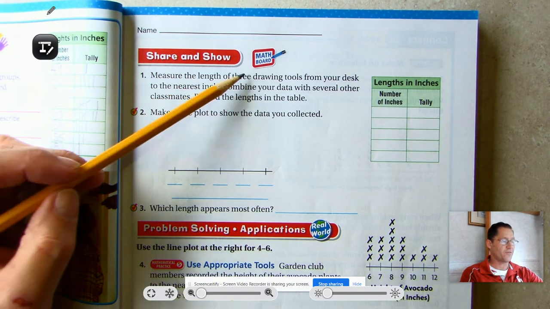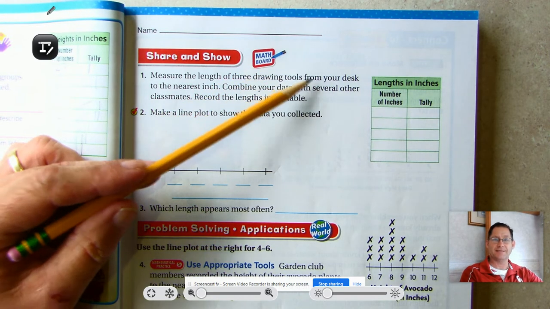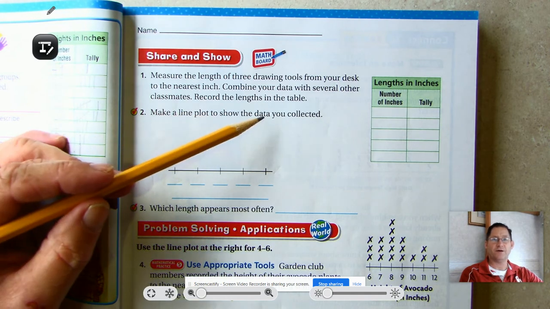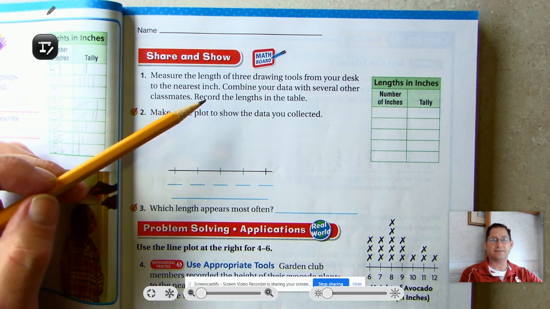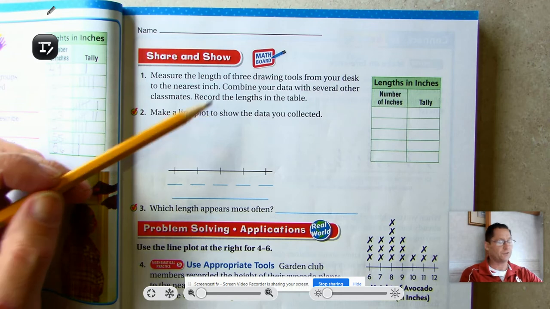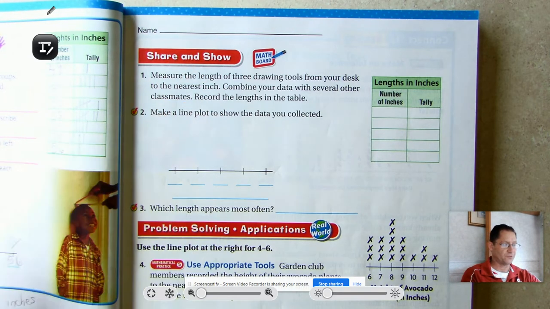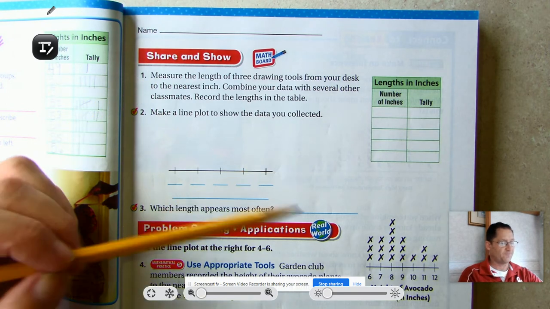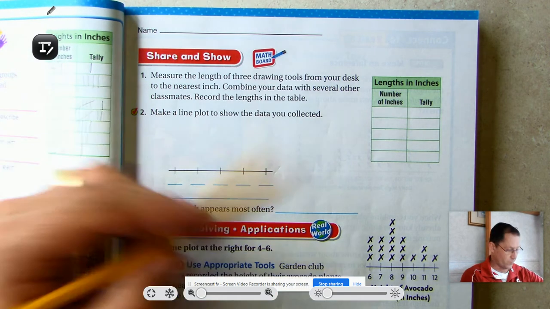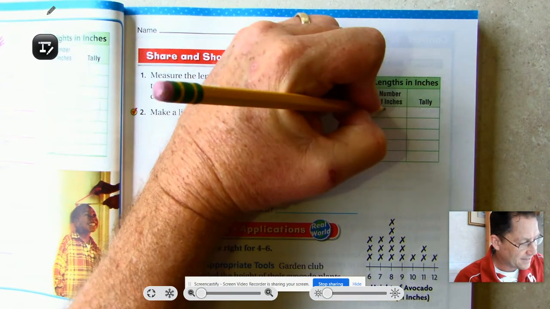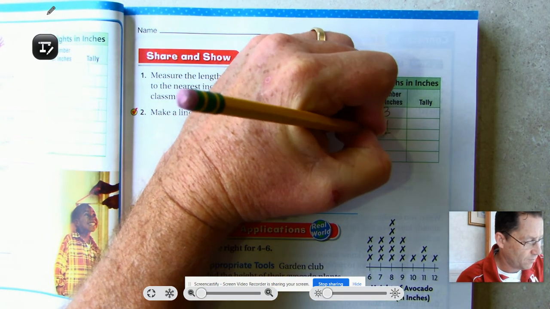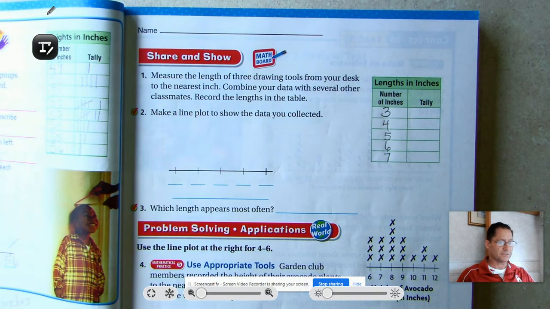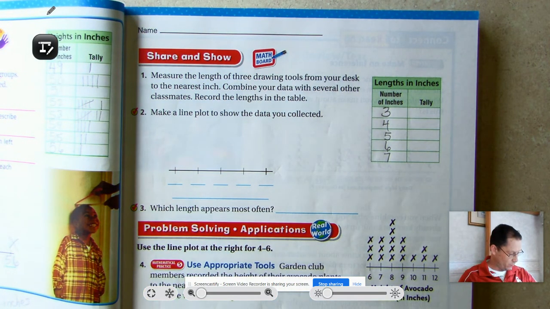Measure the length of 3 drawing tools from your desk to the nearest inch. Combine your data with several other classmates. Record the lengths in the table. Okay, so you would measure any 3 drawing tools from your desk, take 5 or 6 other students, and we would record the data. So hypothetically, let's say there was 3, 4, 5, 6, 7 inches possible of the drawing tools that we came up with.